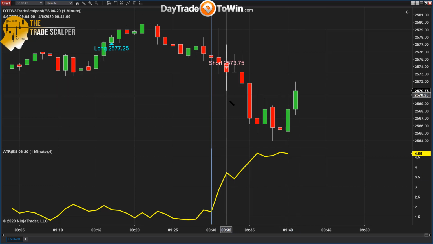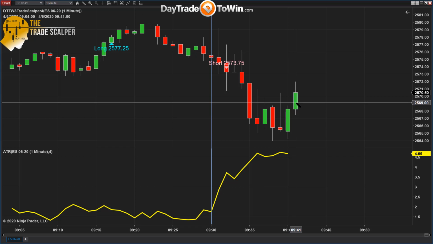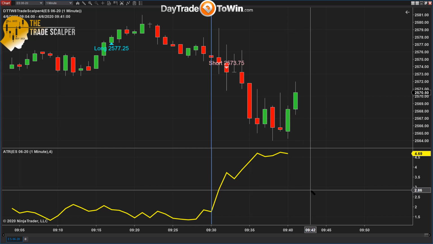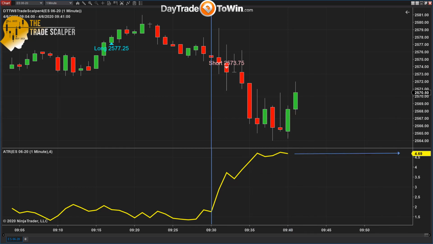So what we're looking at here is each candle, as you see it, has a prediction of moving 4.5 points.